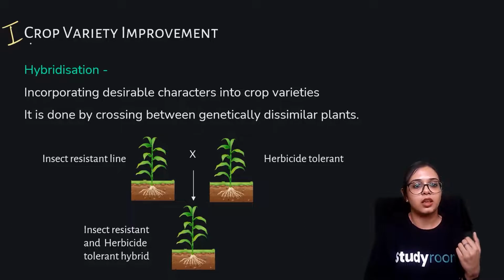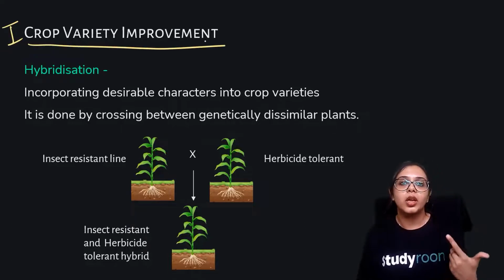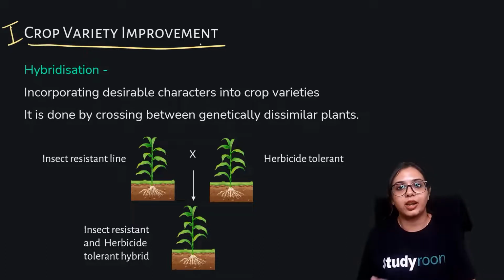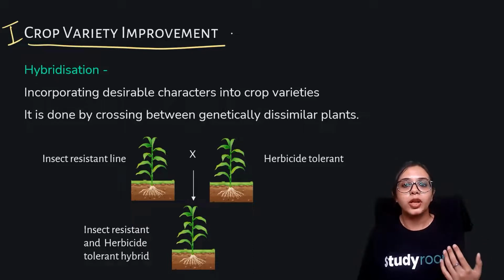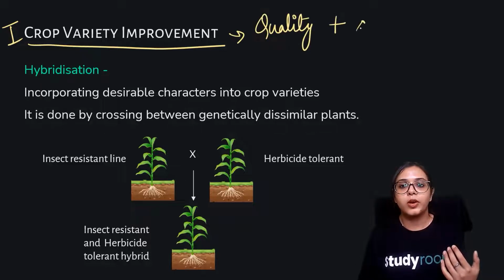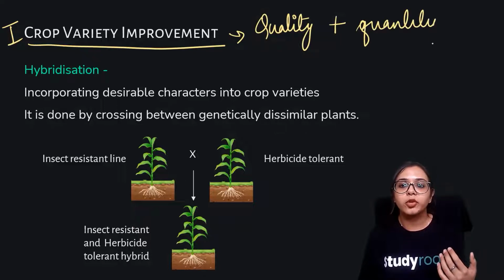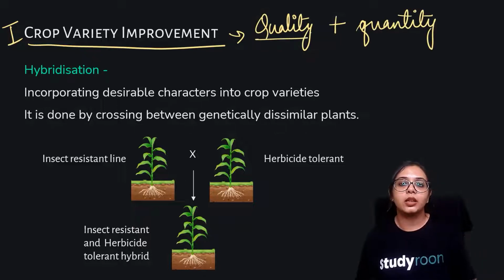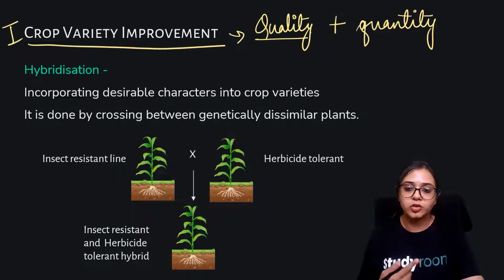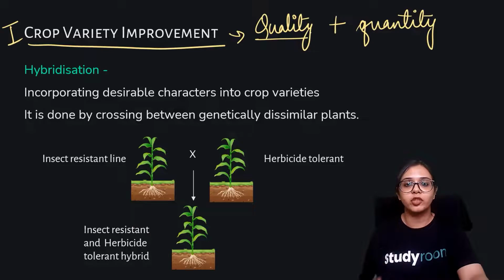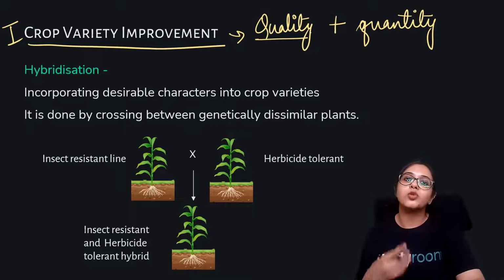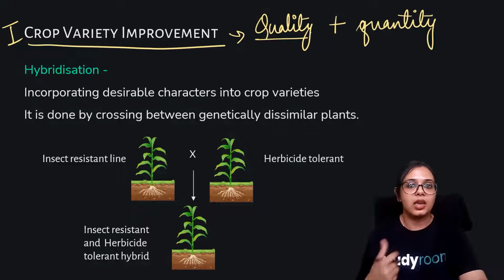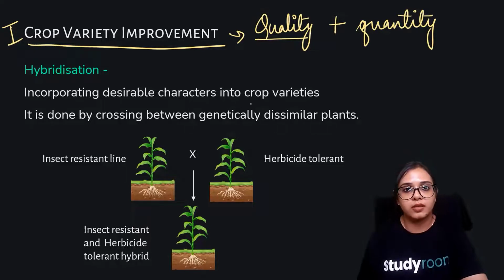Now let's discuss the first topic when we are discussing how to increase the production of crops. That is crop variety improvement. It means how you're going to ensure that the quality as well as the quantity of crops is increased. When I say that the quality of the crop should be increased, what do I mean? I mean that the crop, the seeds, should be so strong and efficient that they are able to resist infestations from bacteria, viruses, and all that, and they should also withstand extreme environmental conditions such as floods and droughts.